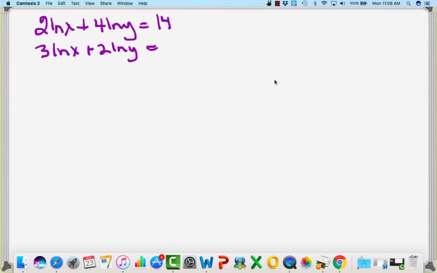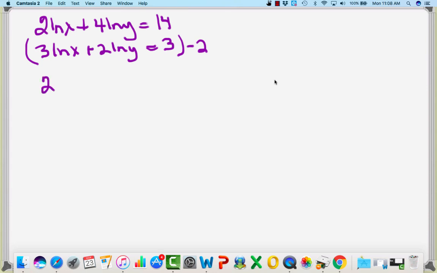Our next example is also going to involve using the elimination method. So we have 2 natural log of x plus 4 natural log of y equals 14, and 3 natural log of x plus 2 natural log of y equals 3. So I'm going to multiply this bottom equation by negative 2, and that way my natural log of y's will both cancel each other out.